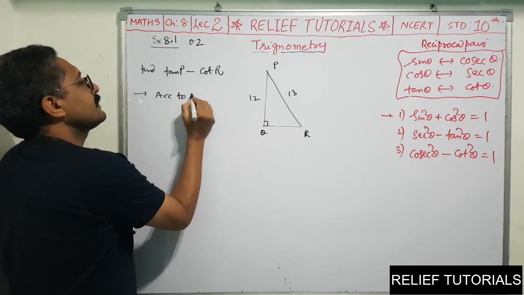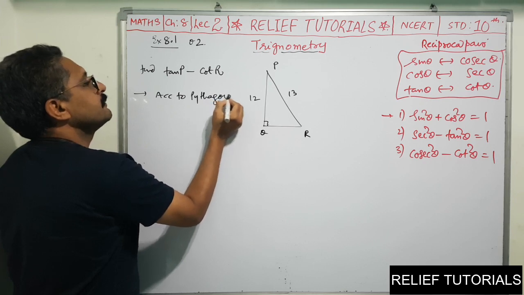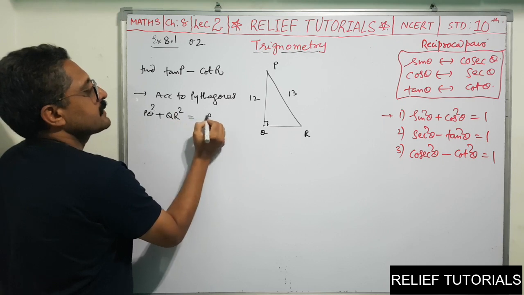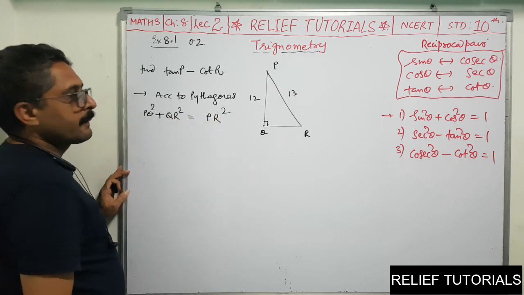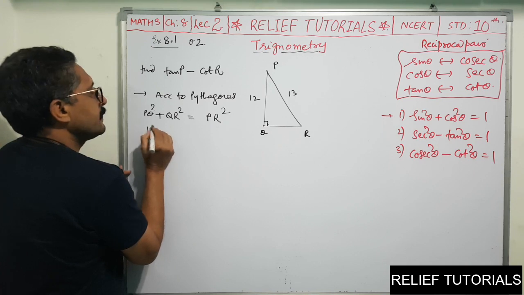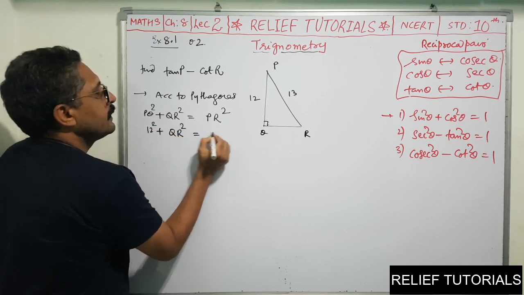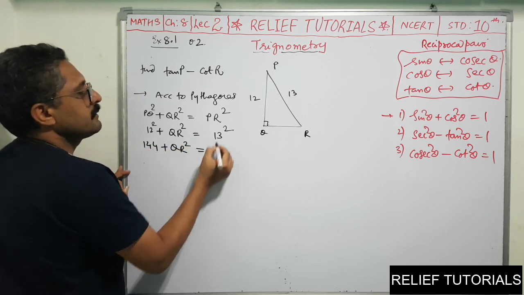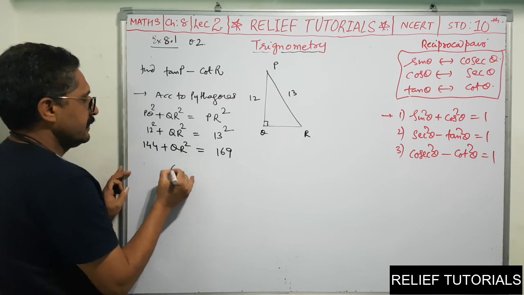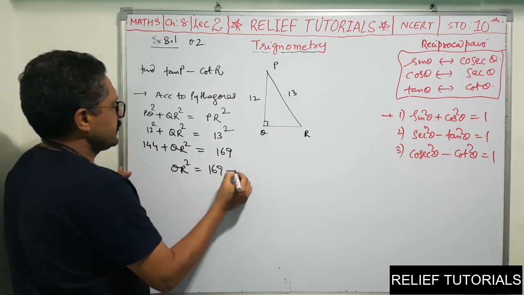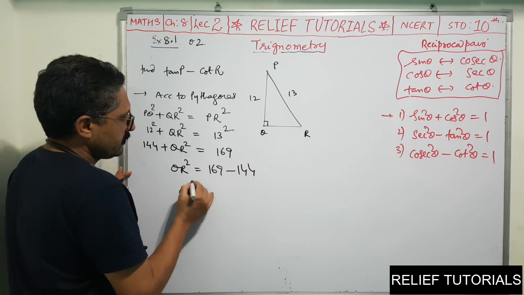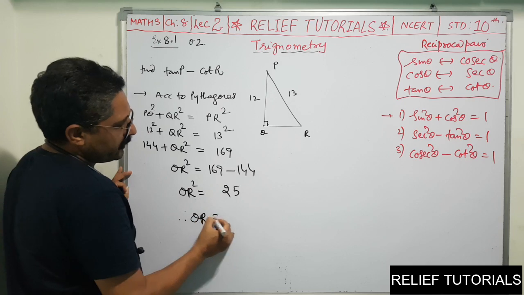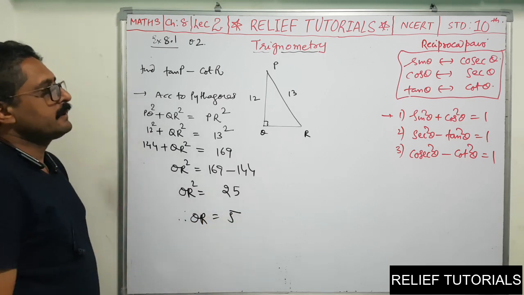So according to Pythagoras, what you can say, PQ square plus QR square is equal to PR square. So PQ is 12 square. QR we don't know. This is 13 square. 144 plus QR square is equal to 169. So QR square is equal to 169 minus 144, which is 25. Therefore QR is equal to 5. So we got this QR.